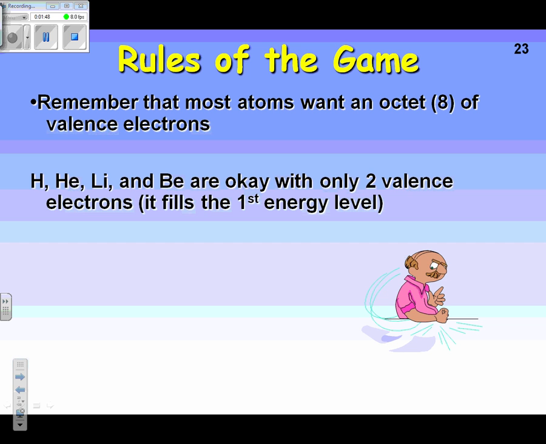Remember that most atoms want an octet of electrons, and we'll talk about the exceptions a little bit later. Now, there are some, and I call them the little guys. Hydrogen, helium, lithium, and beryllium are okay with only two valence electrons. Because they are small, they don't have a whole lot of energy levels, and it only takes two to fill up the first energy level, and when they have a full energy level, it is considered stable. It's full at 8.